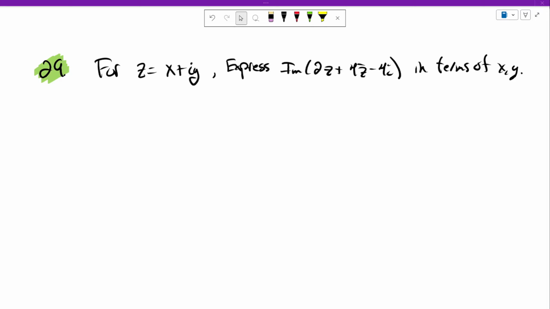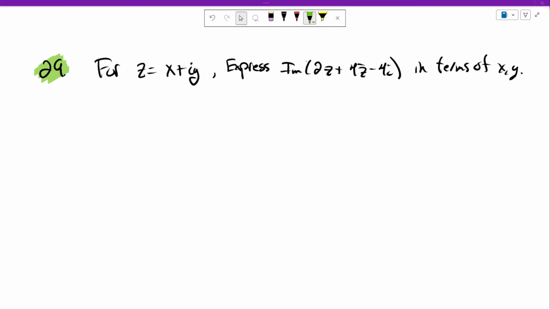Problem 29, we're going to do something slightly more complicated. We're going to do some symbolic arithmetic. Namely, we have an arbitrary complex number. So an arbitrary complex number, or a random one, or a general one, is of the form x plus iy, where x and y are real. So this is just any complex number looks like that.